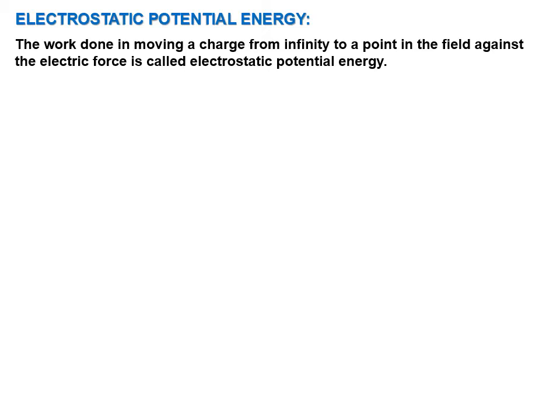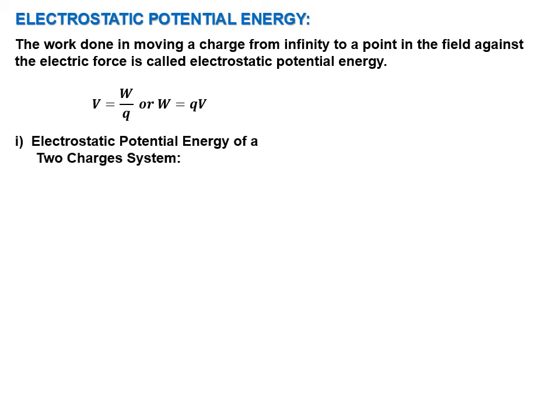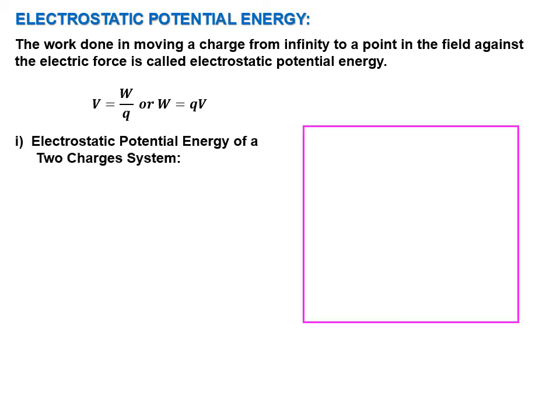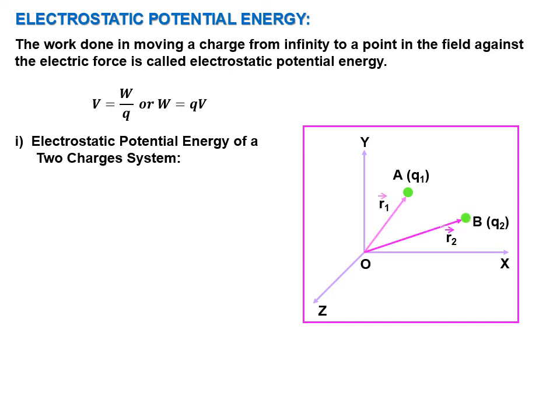We know that potential is work done per unit charge. Hence, work done can be written as Q into V. Now let us take a system of two charges, represented diagrammatically. We choose a coordinate plane. You have a charge Q1 located at position vector R1, and a charge Q2 located at position vector R2. Now AB can be written as R2 minus R1, by applying the triangle law of vectors.